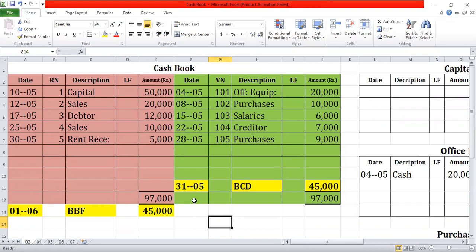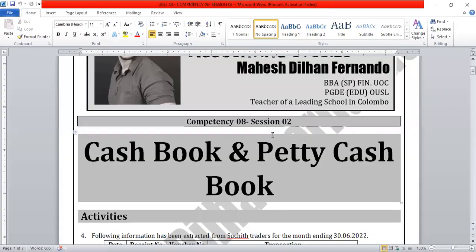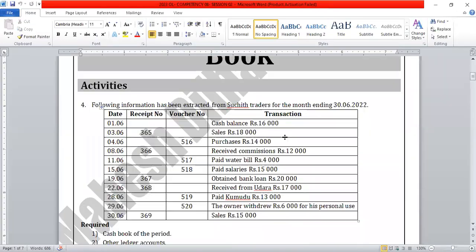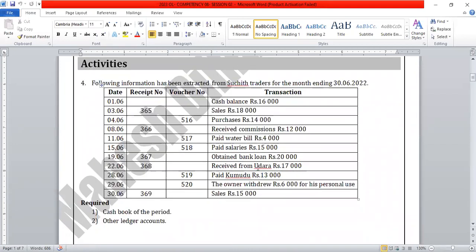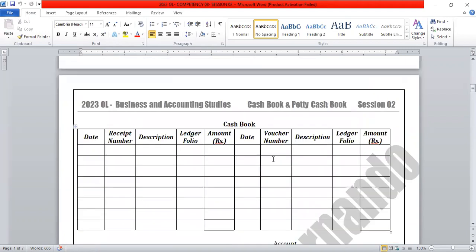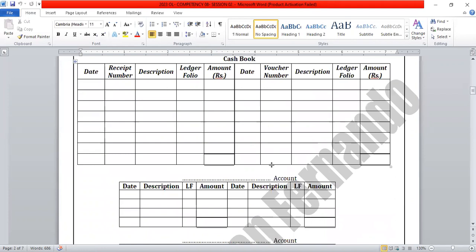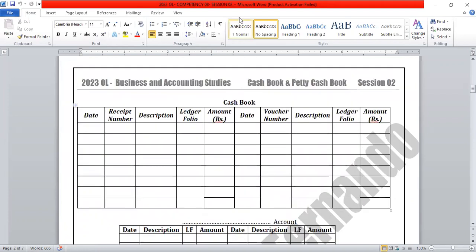Okay. Right. Now, if you are ready, let's move to today's tutorial. Please take this out. Competency 8, session 2. Very simple. We have to prepare the cash book and other ledger accounts. Okay, good. Let's start. Let me share the answers format.